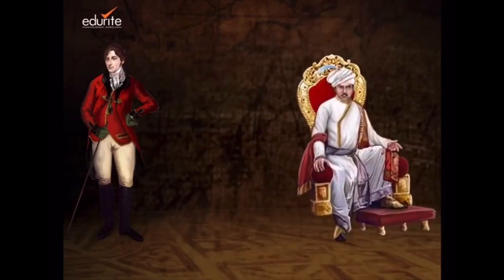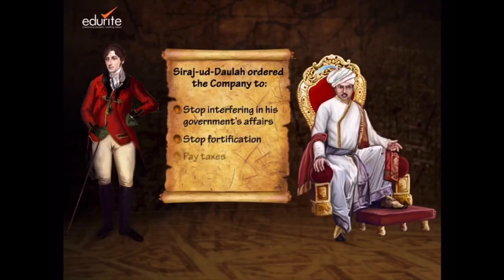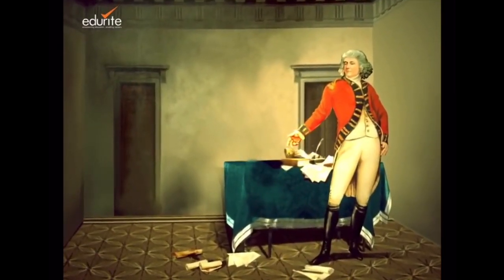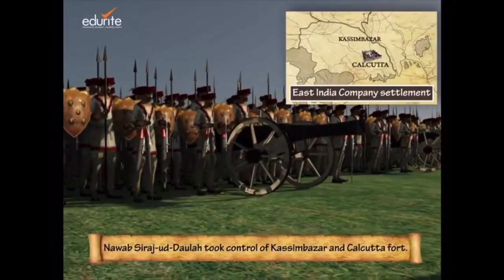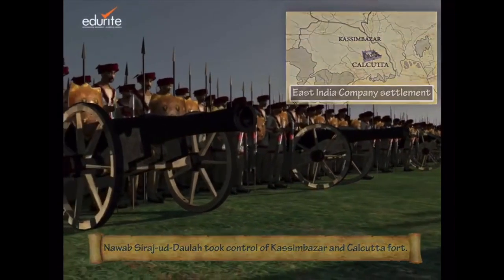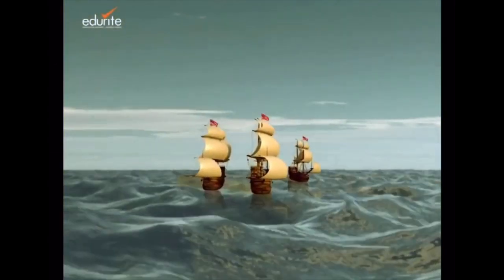This angered Sirajuddaula and he ordered the company to stop interfering in his government's affairs. He also ordered the company to stop fortifying their settlements and pay their taxes. When the company failed to accede to his demands, the Nawab marched with 30,000 of his men and took control of Qasim Bazaar and Calcutta Fort. He cut off all supplies and support to the company's ships.